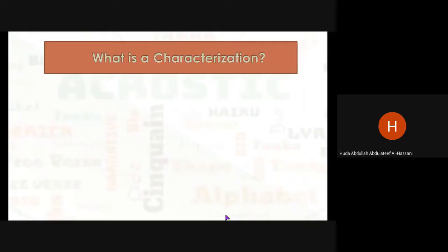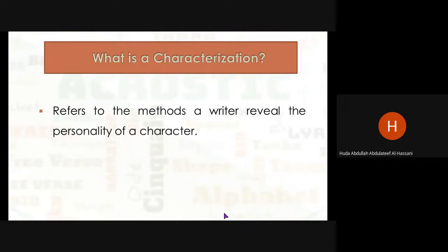Another important element is characterization. Actually, characterization is related to characters. Characterization refers to the methods a writer uses to reveal the personality of a character. So it is a technique. It is the way that the author uses in order to introduce his character from the beginning till the end of the story.